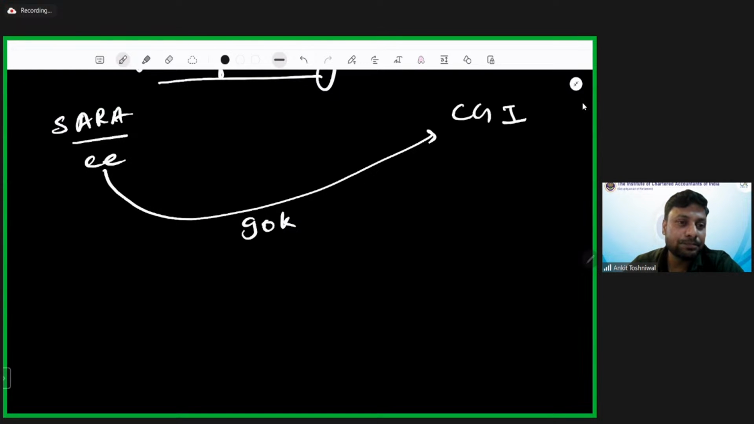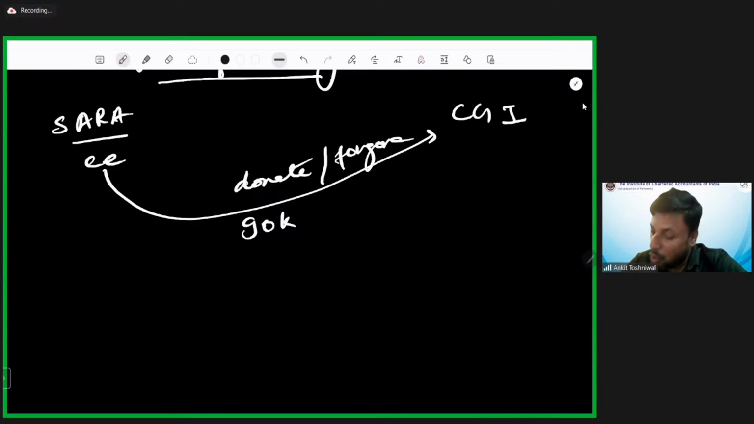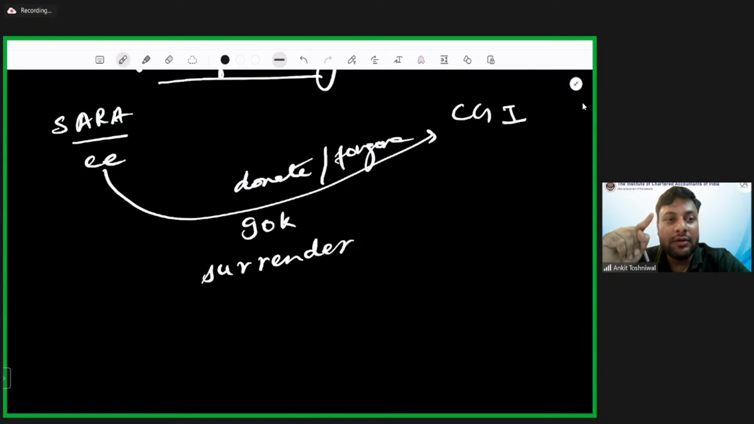Central Government of India. Donate or forgo. If Sarah donates, forgoes or surrenders her salary to the Central Government of India, is it taxable? She can surrender or donate only when she has the right to receive income, that is, when it is already due.